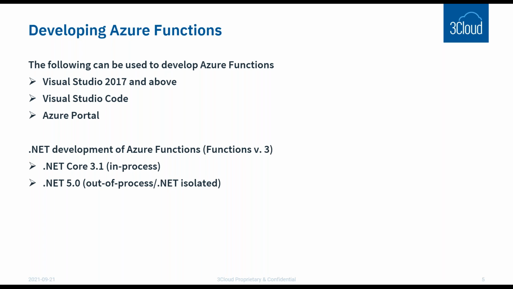All right, so when you're doing .NET development of Azure functions, in Functions version 3, there are two versions of .NET that are supported. You can either do .NET Core 3.1 in process, or you can do .NET 5, which is called out of process, or .NET isolated mode. What that means is that the function runtime itself runs in .NET Core 3.1. So in order to run .NET 5, it will run your function app in a separate process to enable you to develop your functions with .NET 5.